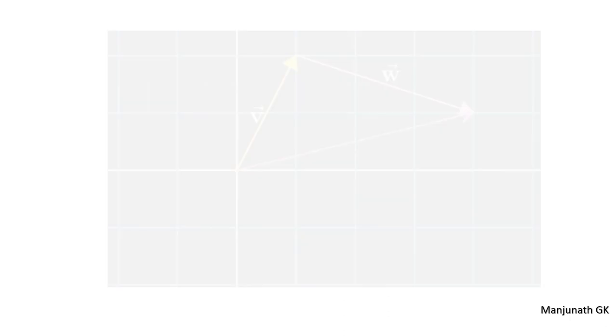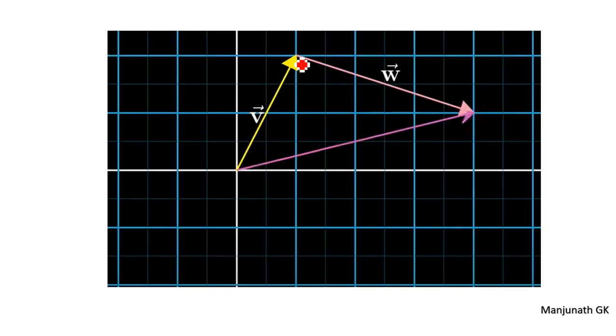So the w vector should be moved and it should be touched to the head of the vector v. As a result, join the tail of vector v and the head of vector w. This is the resultant vector that adds vector v and vector w. That will be the result here. That is the rule of addition.